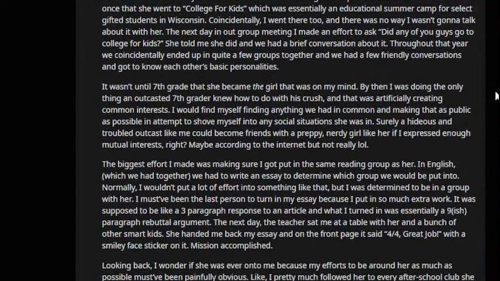It wasn't until 7th grade that she became the girl that was on my mind. By then, I was doing the only thing an outcasted 7th grader knew how to do with his crush, and that was artificially creating common interests. I would find anything we had in common and make that as public as possible in an attempt to shove myself into any social situations she was in.